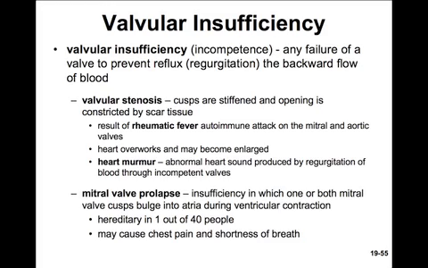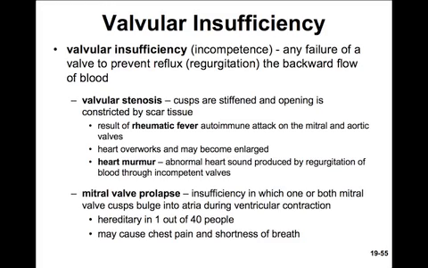What happens is the heart then overworks and becomes enlarged. The attack on these valves causes scarring, which leads them to become constricted. The heart is overworked, and so it becomes enlarged. And also, we'll probably hear a heart murmur, which is an abnormal heart sound produced by the regurgitation of blood through these incompetent valves. In mitral valve prolapse, we see an insufficiency in one or both mitral valve cusps.